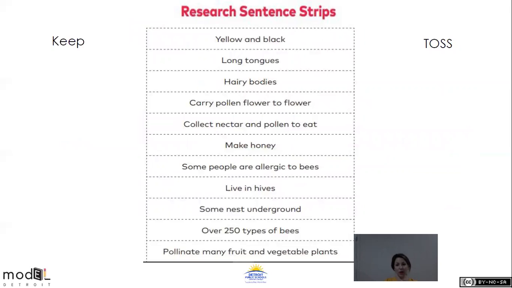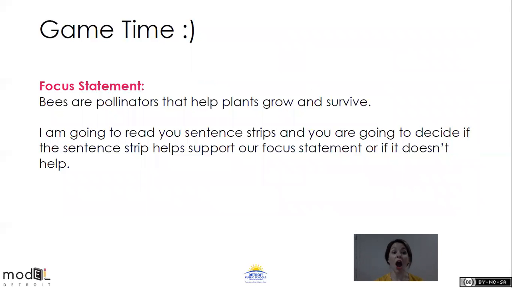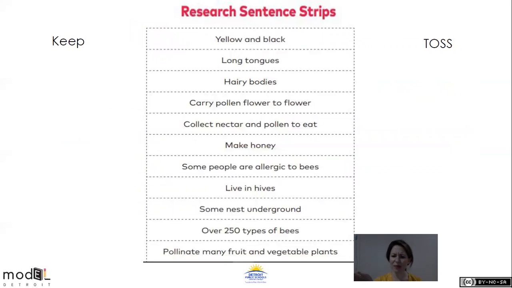All right, so we're going to have a keep pile and a toss pile. And you're going to do this on Google Classroom after this lesson, okay? So my first sentence strip says yellow and black. Is that information that we should keep, or is that information that we should toss? Remember, friends, our focus statement is, bees are pollinators that help plants grow and survive. Does yellow and black support that?